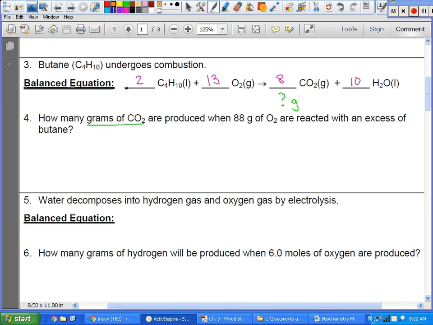So we're given 88 grams of this stuff. And there's a word I need you to circle. When we are given 88 grams of oxygen are reacted with an, circle this word right here, excess. We're given an excess of butane. What does that mean? You have more than enough. It's unlimited. There's a new word that I need you to now know.